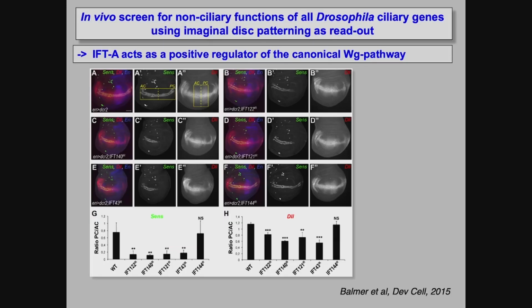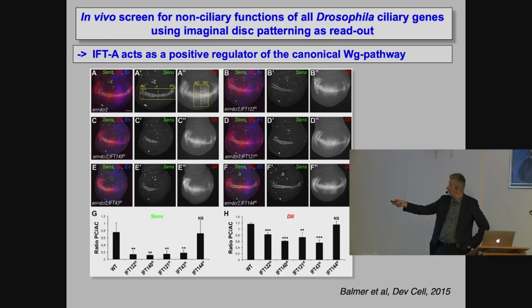So in that context, we can, for example, just to show you an example from the screen, knock down any of these ciliary proteins specifically in one compartment, here in the posterior compartment marked by blue. This would be the wild-type control, where you see these two rows of Senseless-positive cells. We knock down IFTA in the posterior compartment, and you lose the Wnt target gene expression. You lose Wingless Senseless completely, and you reduce Distalless, and this is quantified here as well.